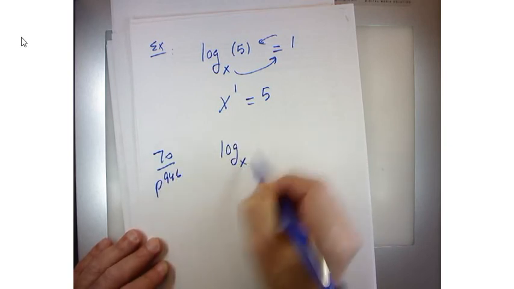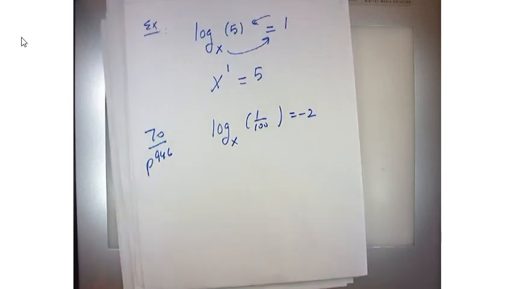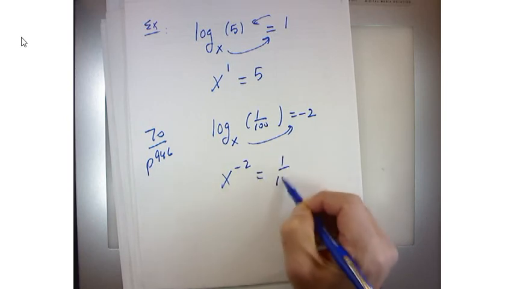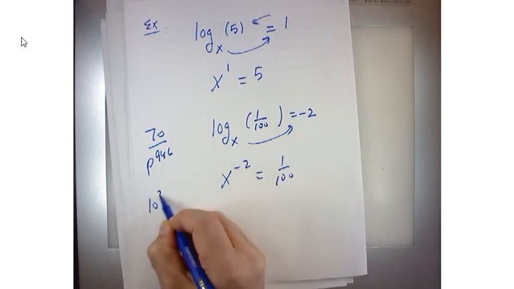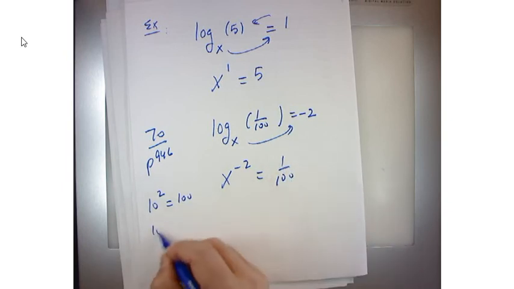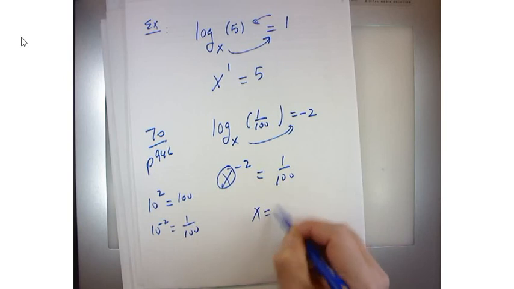Number 70, page 946. Log base x of 100 equals negative 2. Again, find x. So x to the negative 2 is 100. And we know that 10 squared is 100. But we need 100 under 1. So 10 to the negative 2 is 100. So x must be 10.